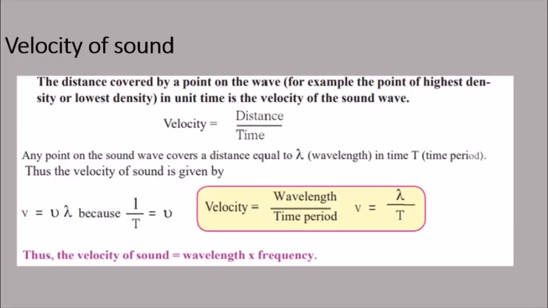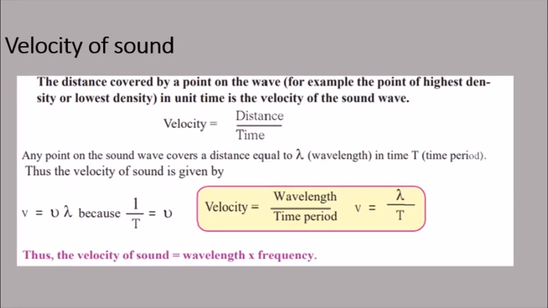Next is the velocity of sound, that is how the sound travels, the speed of the sound. We know that the distance covered by a point on the wave in unit time is the velocity of the sound wave. So velocity is equal to distance upon time. Now distance can be measured in wavelength, the distance between the waves, called the wavelength. So velocity is equal to wavelength upon time period.